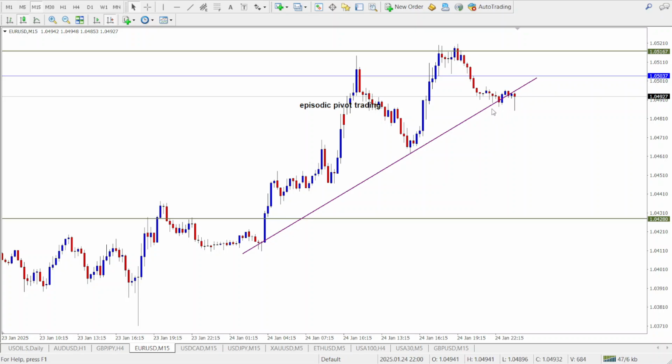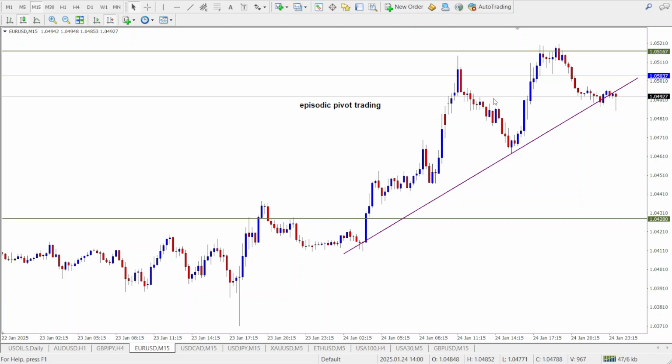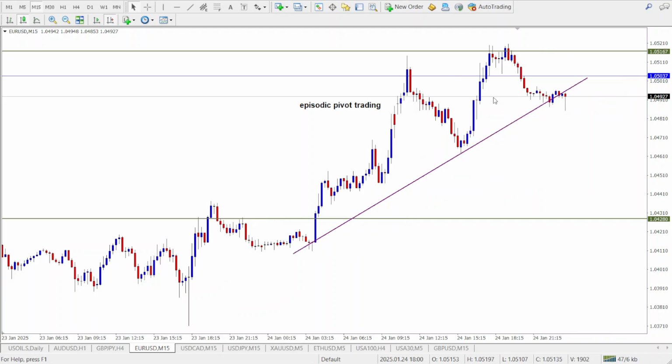Another thing that episodic pivots can help you to do is to confirm breakouts. It can validate whether a breakout has strong momentum or is likely to fail. These are not just the regular horizontal support and resistance levels or regular trend lines, episodic pivot trading is more than this. It can also help you plan your entries and exits, to fine tune your trade timing for better execution. So whether you are a day trader looking for intraday setups or a swing trader aiming for multi-day trends, episodic pivot trading offers flexibility and deeper insights into market behavior.